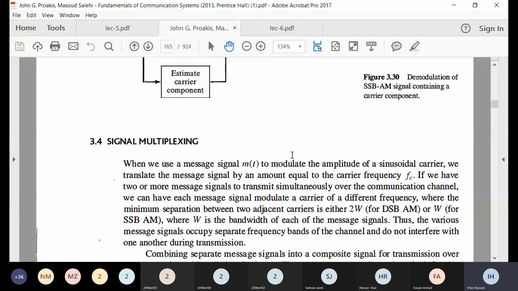Now signal multiplexing. We have seen in AM what we are doing: we are shifting the signal from some low pass to some band pass. So in this way, let us say you have 4 or 5 users. You can modulate each user to a different FC. And let us say all of those FCs can be transmitted over the channel. So you will be able to multiplex, or transmit simultaneously, all those signals in a communication channel, where each user is modulated to a different frequency.